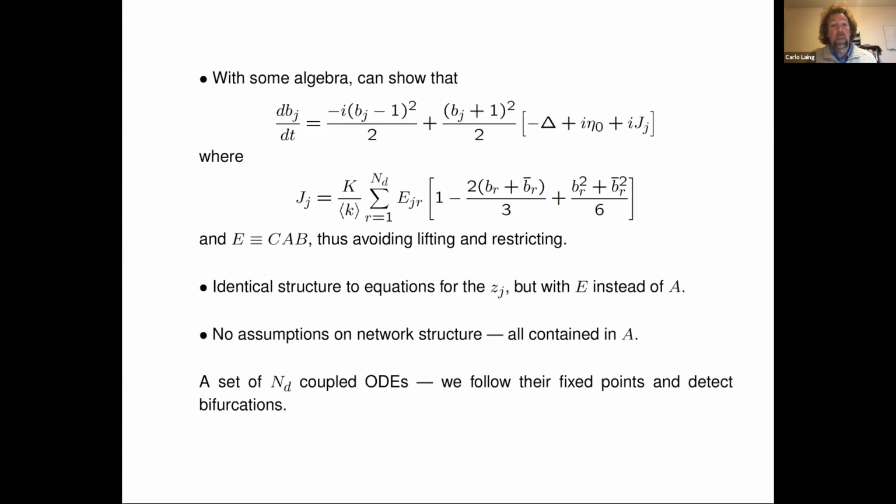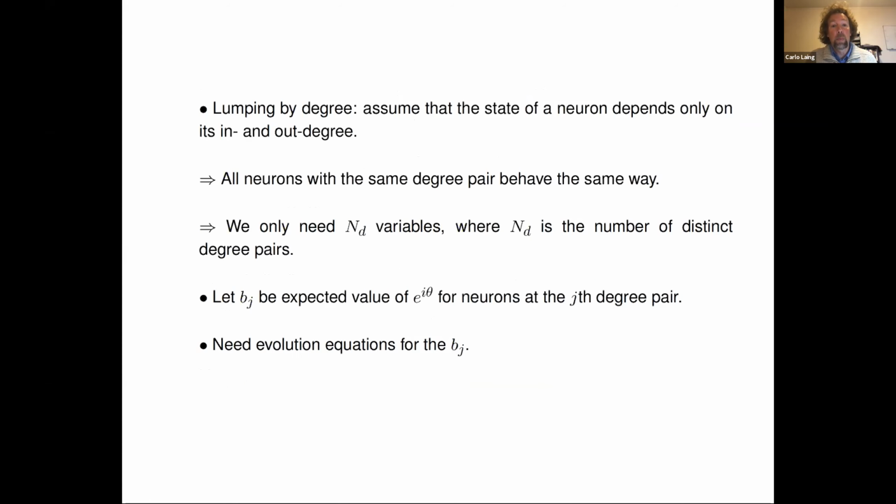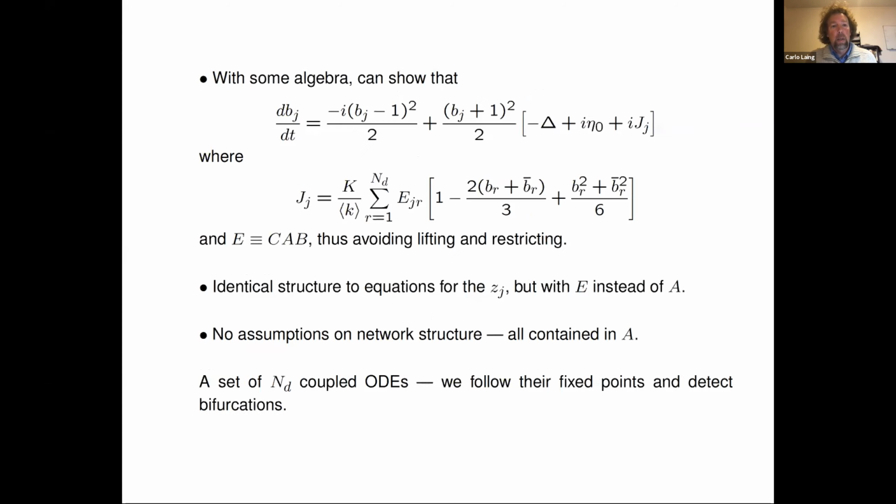And this is the same form as the equation we saw previously for the Z's. The only difference is that now we've got a different matrix in here. Instead of A, it's this matrix E, which is the product of C times A times B. So there are no assumptions on the network structure. It's all contained in this connectivity matrix A, and if I know A, I can work out E. So now I've got ND coupled ODEs. We're going to do standard bifurcation analysis, follow the fixed points, and detect bifurcations.